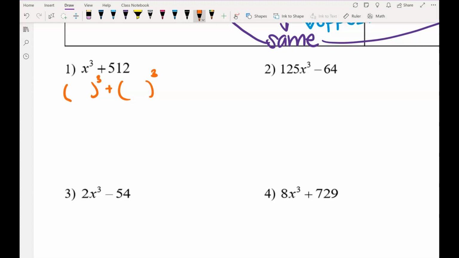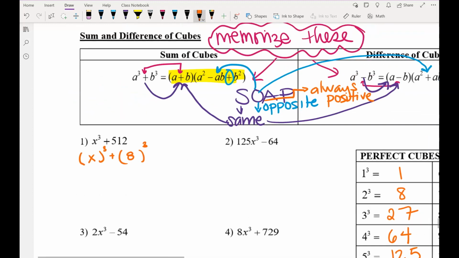What goes in the first blank? So when we cube it, it is exactly the same as our original question. X. And then 8. Do you guys agree with Sam or no? All right. So remember, the formula says a cubed plus b cubed equals a plus b. So what is a? X. What is b? 8. And then we use the formula and plug it in.